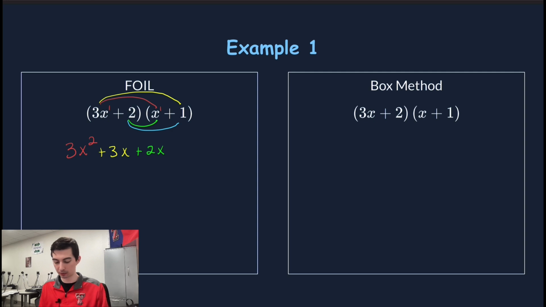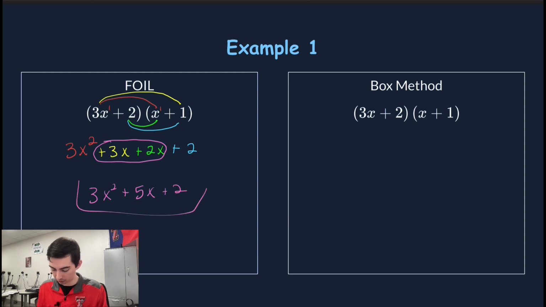And then my last term, in this case, is 2 times 1, which will just give me plus 2. And now I've got these like terms here. 3x and 2x are like terms since they both just have an x. So my final answer is going to be 3x squared plus 5x, from 3x plus 2x, and then plus 2.